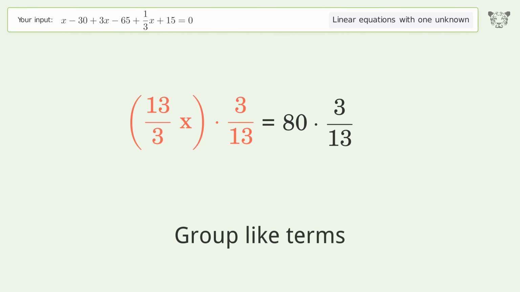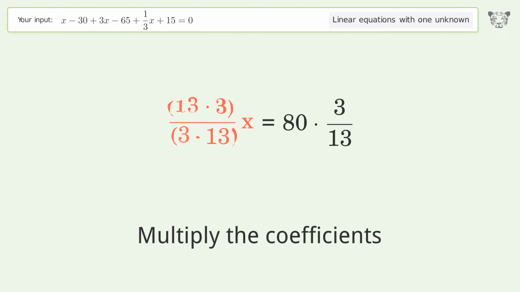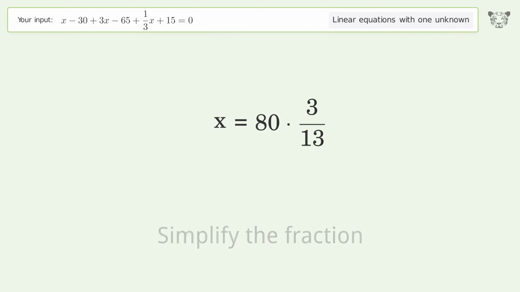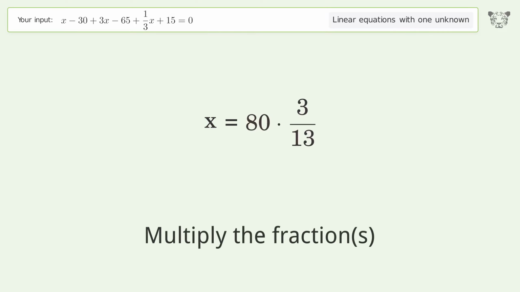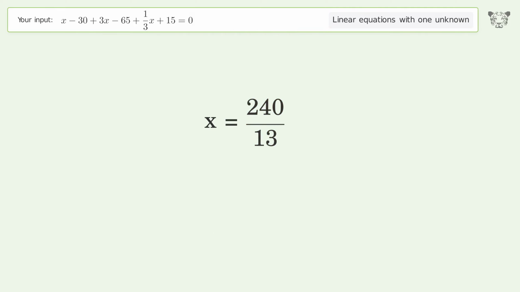Group like terms. Multiply the coefficients. Simplify the fraction. Multiply the fractions. Simplify the arithmetic. And so the final result is x equals 240/13.